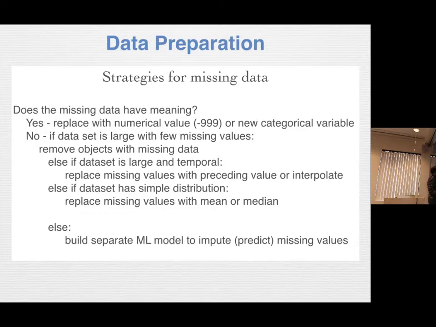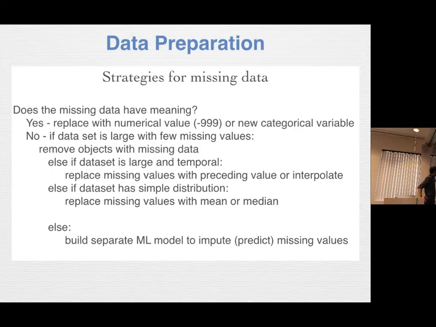All right, if you have a large temporal data set, so some time series, and you have some values that are missing for whatever reason, you can just use the preceding value in the time series, or you can even interpolate from the preceding to the post value, the missing value. You can fill in the missing data that way. If your data set has a very simple distribution, right? If it's just some Gaussian distribution, you can just replace missing values with the mean. Right? If you have a slightly more complicated distribution, you have some outliers, maybe use the median instead of the mean.